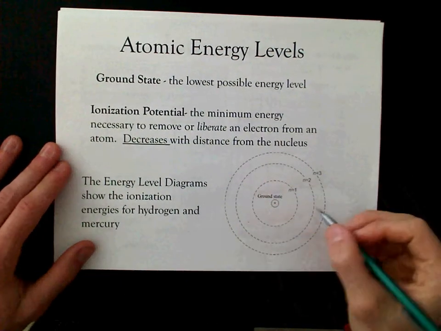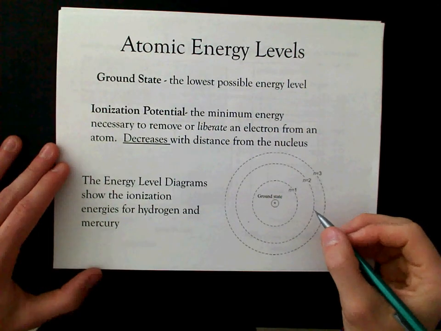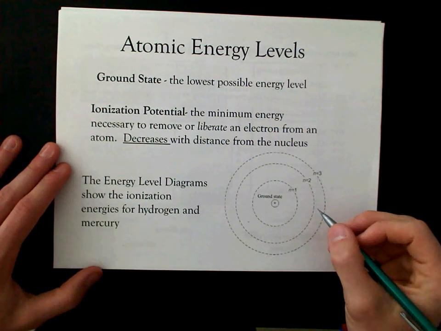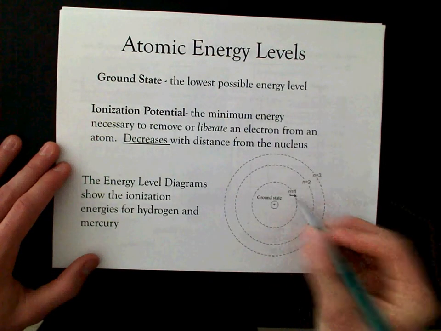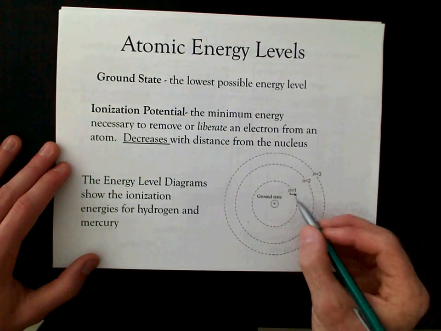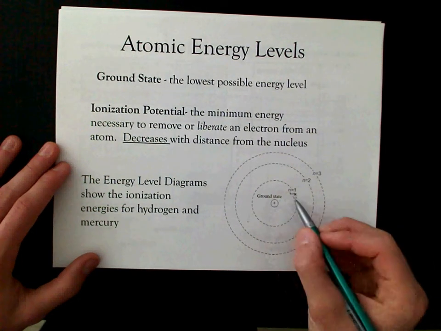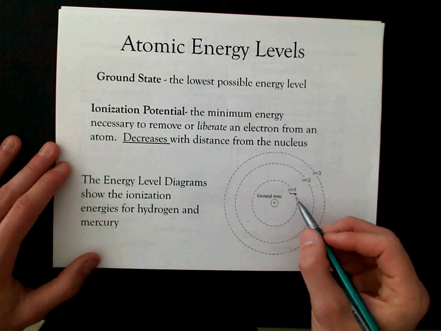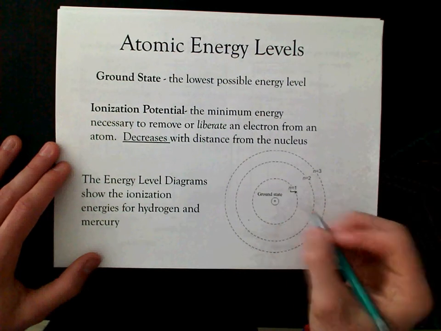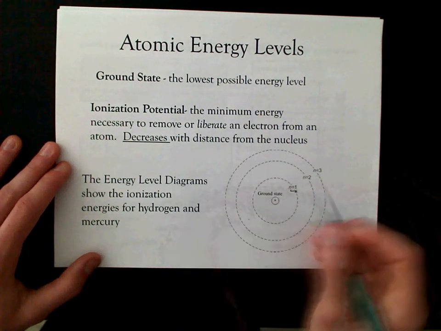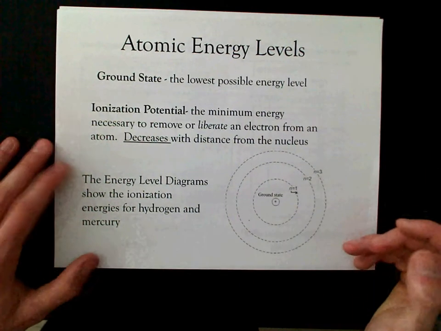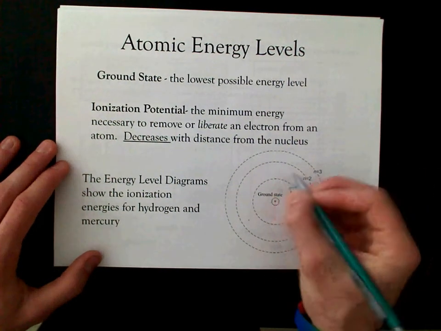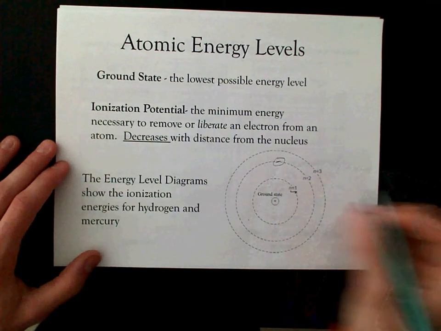Okay, so this rough diagram over here represents Niels Bohr's idea of what an element looks like. The n equals 1 right here would be considered the ground state. This is the lowest possible energy level that an electron can be at. It can't be any closer. It can get further and further away, but it can't get any closer.